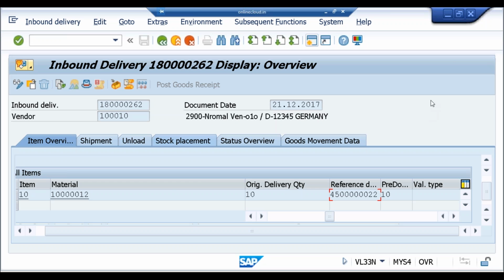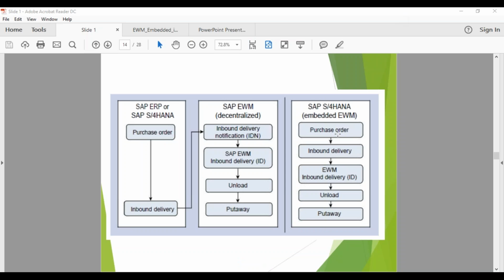Okay. So this is the purchase order which we have seen. I'm just showing all the documents which are generated. Okay, this is the purchase order document which is generated. For the purchase order we have done the inbound delivery at the ERP level. Inbound delivery is created. Okay, 180000000262 is the inbound delivery, and once it is flown to the Extended Warehouse Management, the inbound delivery at Extended Warehouse Management is created. Then we'll unload and we'll do the put away. Okay, in the inbound delivery we'll have these two tabs.